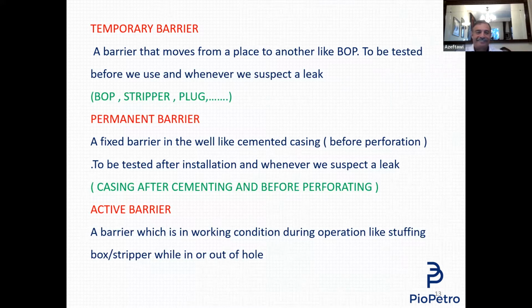They are idle. The only active barrier you had was the stuffing box. It was closed, sealing around the wire. The moment it leaks, you have no active barrier. You have zero active. When you close the BOP, then you have one active barrier, which is the BOP. But before you do that, you have zero active. This is what we mean by active barrier.